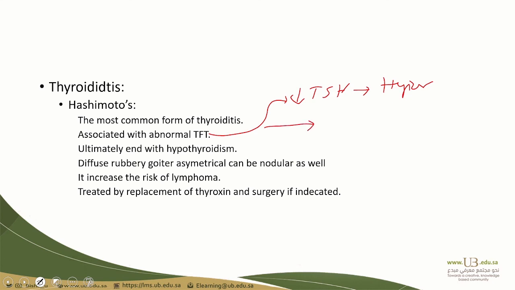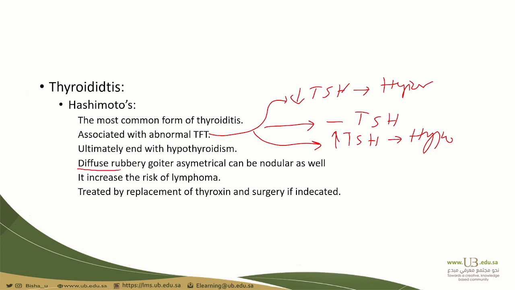After that, the patient will have normal TSH. Within a few months, you will find the patient having normal TSH. And then the patient will ultimately be hypothyroid and will need thyroxine replacement by our colleagues in endocrinology.